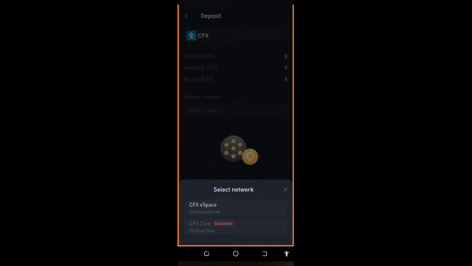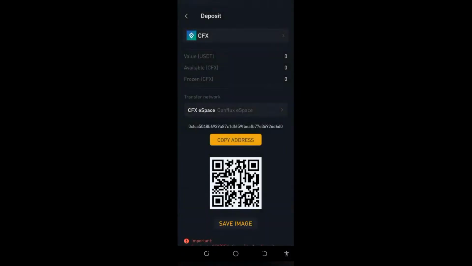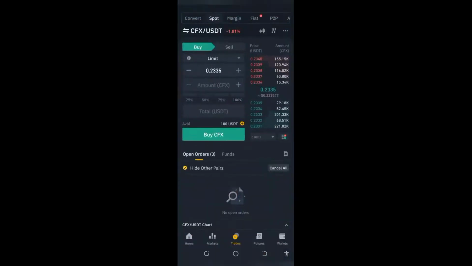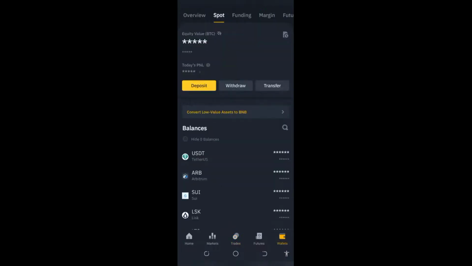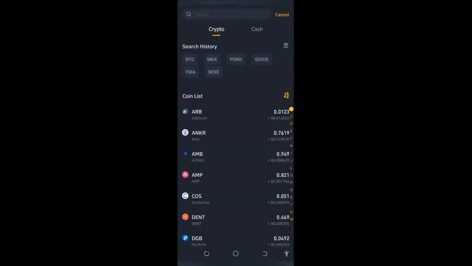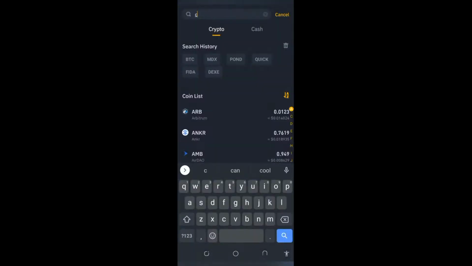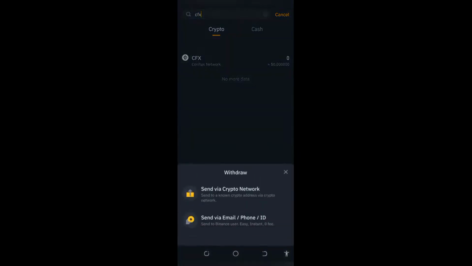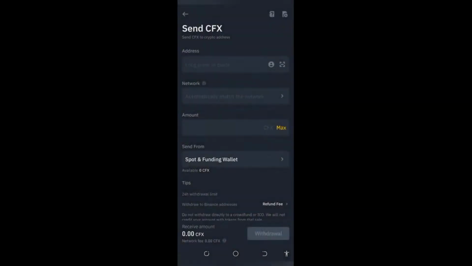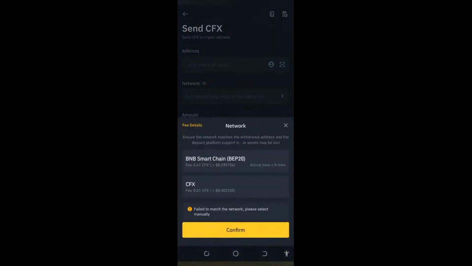Okay, so now let's just check this out. I'm going to do a little test to be sure because I'm not even sure which one. I'm just copying this address, right? Well, but before I copy it, let me go and check. Now, what we saw here was Conflux eSpace, right? Okay, so for us to withdraw this, if we have to withdraw it, let's just look for Conflux, CFX. All right, Conflux network. So what is it to withdraw it? Let's check it out. We have BEP20 and we have CFX.